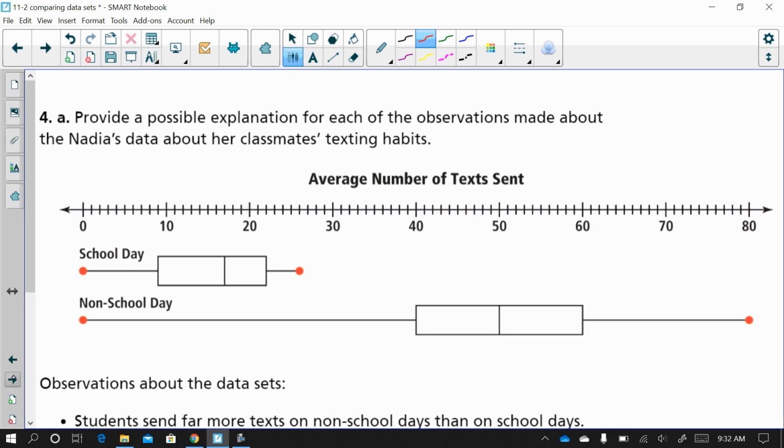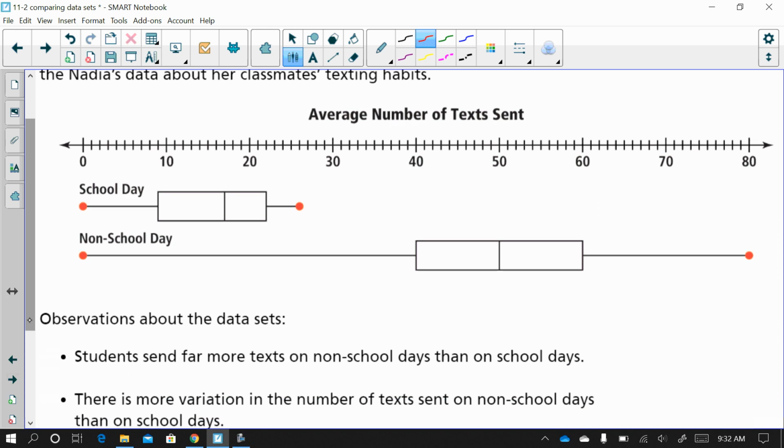So let's provide a possible explanation for each of the observations made about her data. Here's some observations that she made. Students send far more texts on non-school days than on school days. Why do you think that is? Well, non-school days, you have a lot more time to be on your phone. I know I play on my phone a lot more when I am not at school.